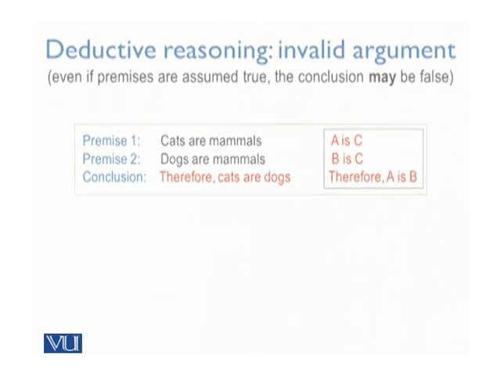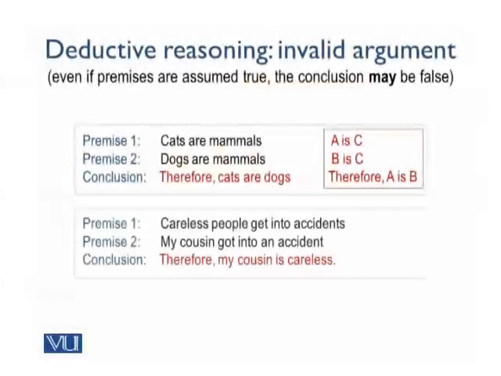So I guess you'd be thinking that this is a very simple argument to pick out that this is invalid. Let me give you a variant of this. Premise 1, careless people get into accidents. Premise 2, my cousin got into an accident.